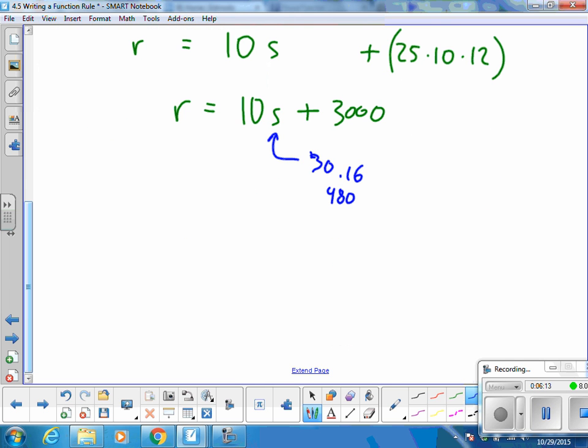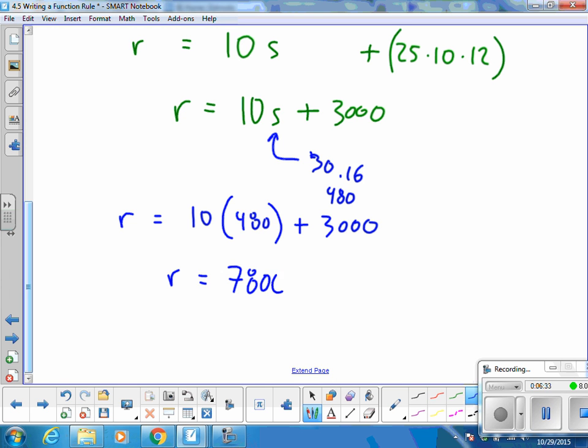So we could finish this out by saying that my reserve seat is 10 times the 480 seats plus the 3,000. So my total revenue, when this whole thing plays out and I simplify it, is 7,800. It's a good chunk of change for listening to crickets sing.